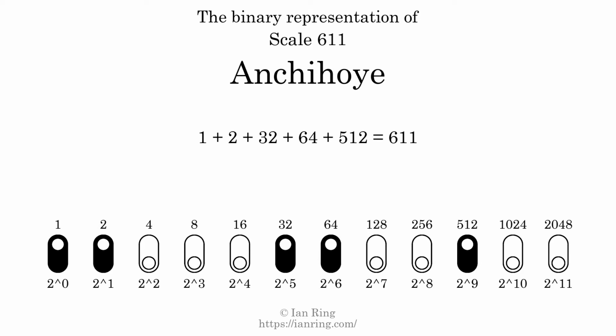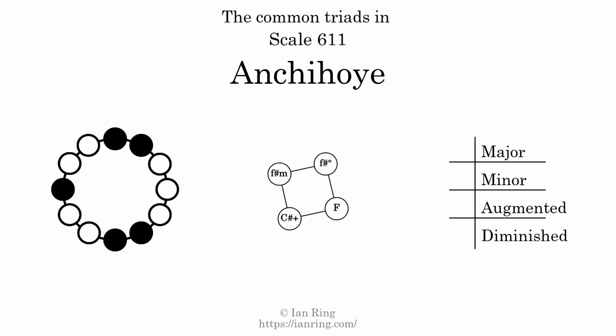The scale number not only enumerates the scale with a unique index, but it also literally describes the tonal content of the scale. Represented as a binary number in base 2, the scale number is 001001100011. Here are the common triads present in this scale.